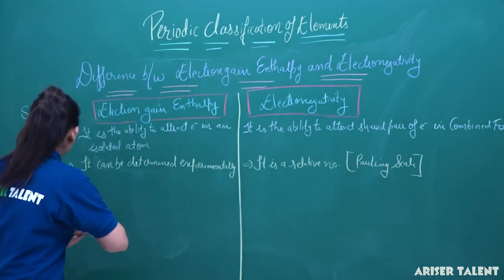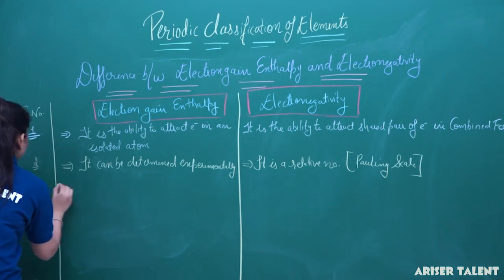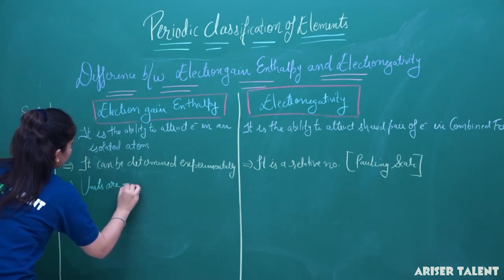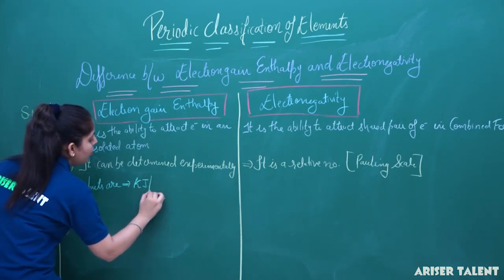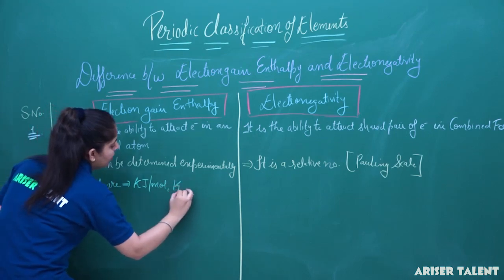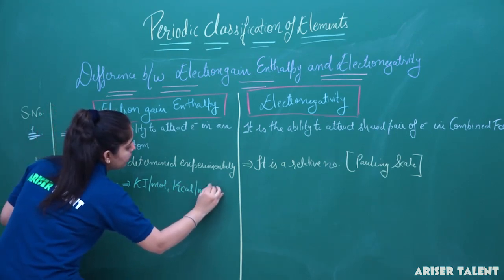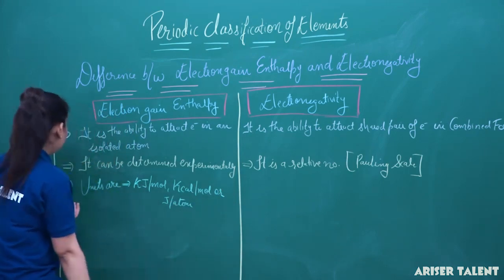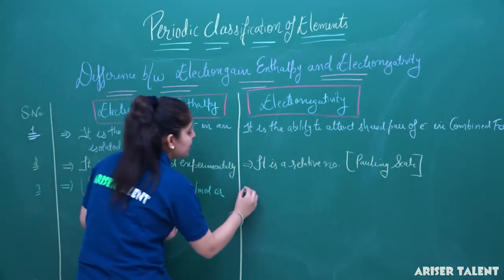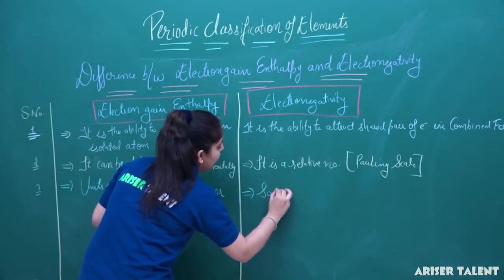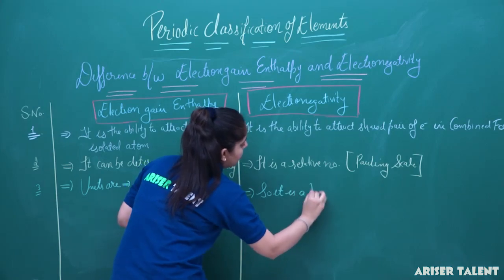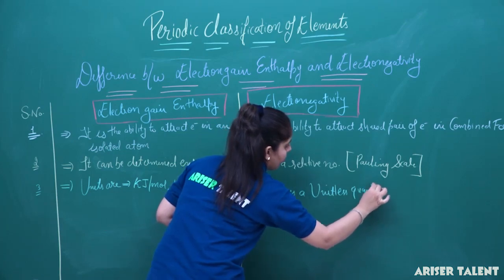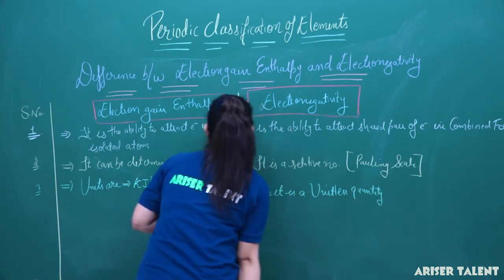So we can say that its units are kilojoule per mole, kilocalorie per mole or joule per atom. On the other hand, this electronegativity is a relative number, so it is a unitless quantity.